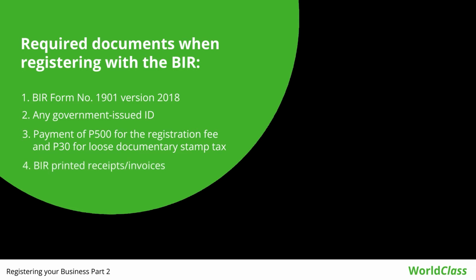4. BIR printed receipts, invoices. You can purchase these at the BIR for your first year of operations, while you are still in the process of having invoices and receipts produced through accredited printers in the RDO where you are registered. 5. Here are other documents you might need, depending on your circumstances.